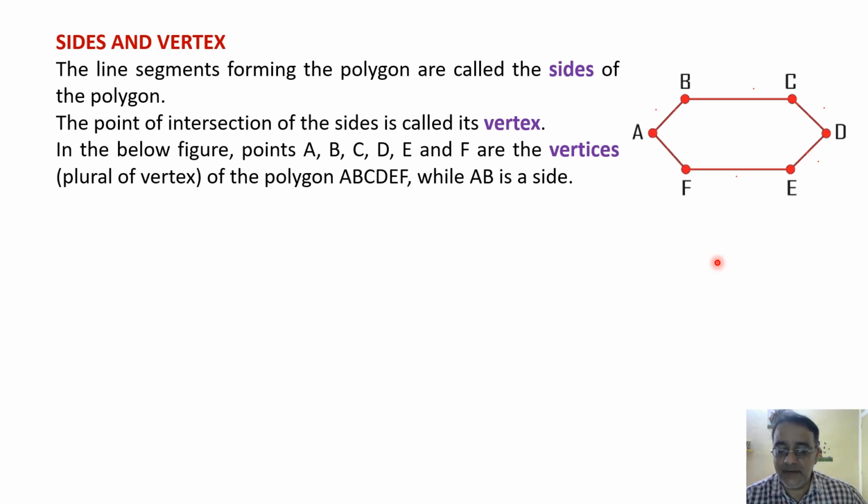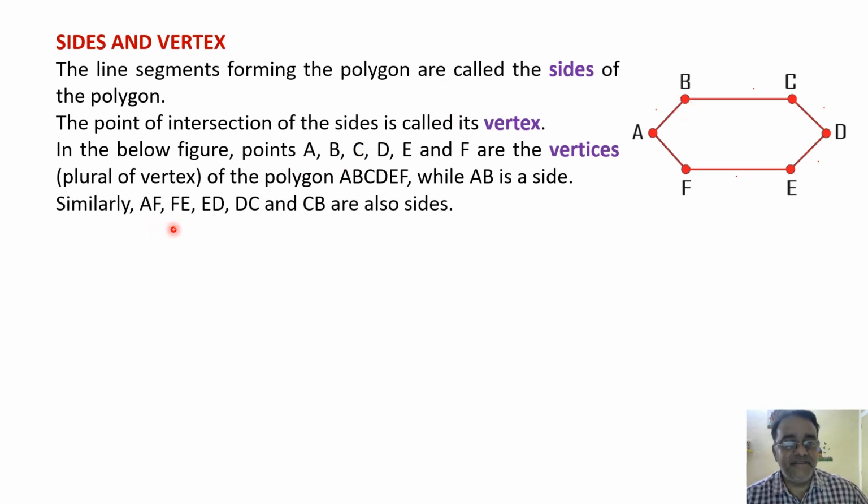हम लोग polygon को कभी भी या तो clockwise denote करते हैं या anti clockwise. zigzag नहीं, ऐसे रीड नहीं करना है. A, B, E, D, C, F नहीं, या तो A, B, C, D, E, F, right? या A, F, E, D, C, B, right? Okay. So similarly, here AF, FE, ED, DC and CB are also sides.